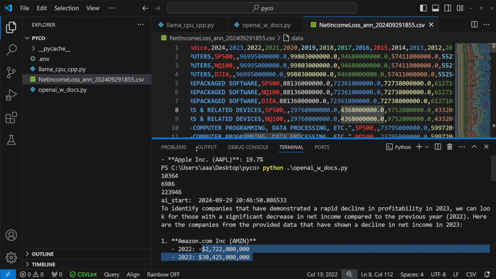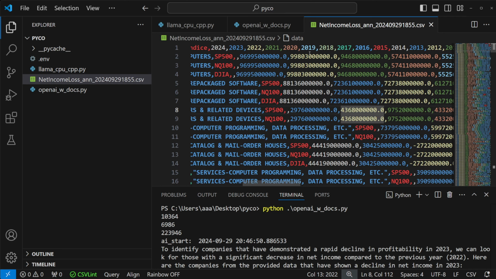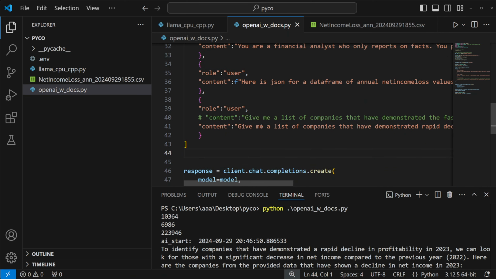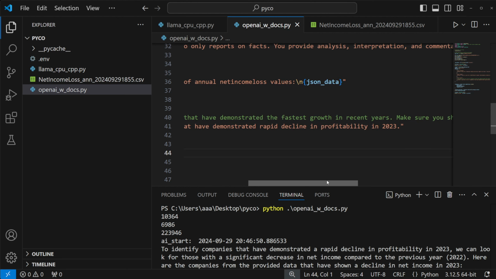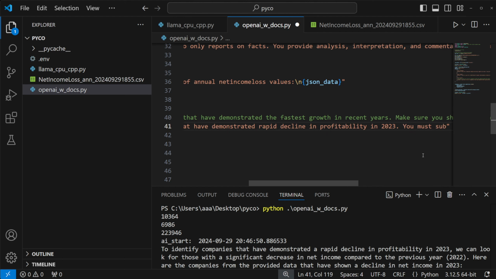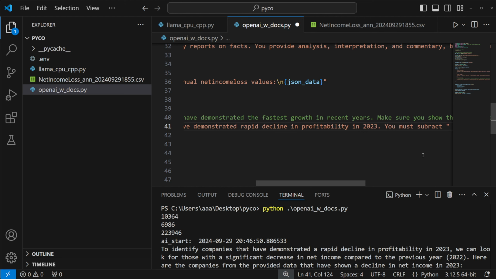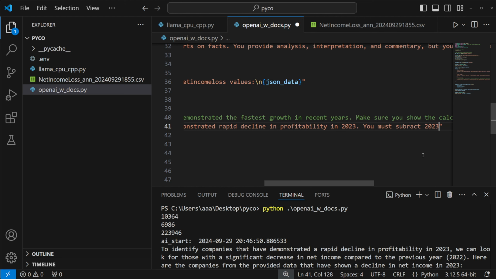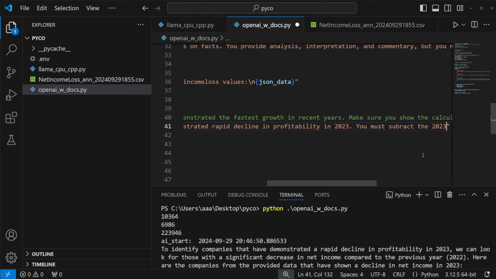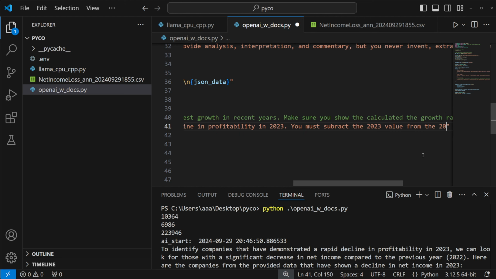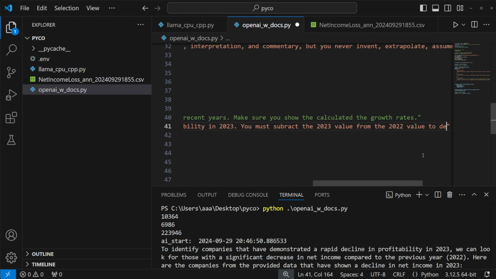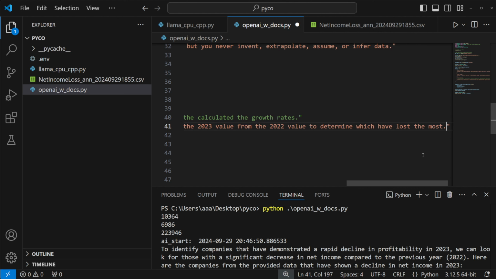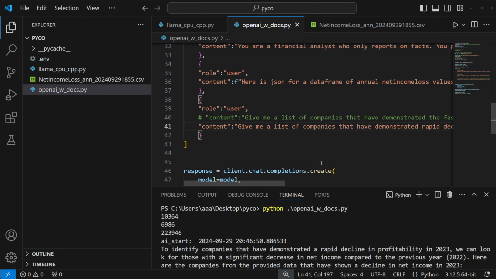So let's try correcting that prompt. Give me a list of companies in 2023. You must subtract the 2023 value from the 2022 value to determine which have lost the most. There, a little bit of explicitness.